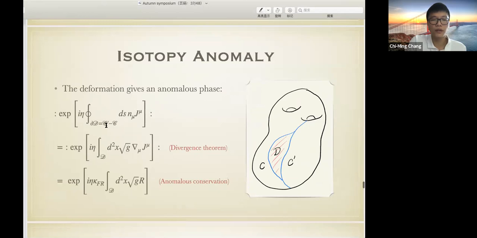Now let's apply the divergence theorem. Let's consider the difference. That will be a line integral over the boundary of D, and we apply the divergence theorem to write the line integral as an area integral. Then the integrand is nabla_mu j^mu, and now we can apply the anomalous conservation equation and replace nabla_mu j^mu by the Ricci curvature R.